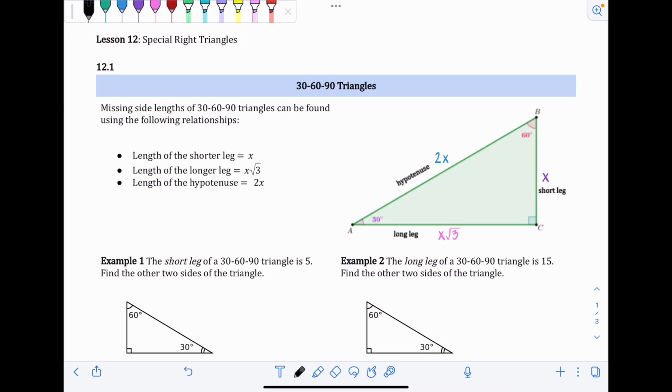Lesson 12 is about special right triangles. In 12.1, we're going to learn about 30, 60, 90 triangles. That's one of the special right triangles. And then in 12.2, we're going to do 45, 45, 90, which is the other type of special right triangle.